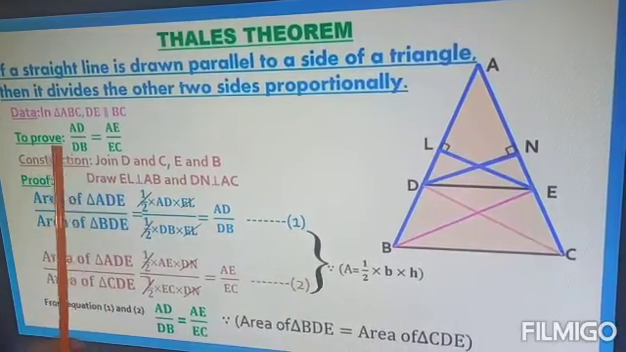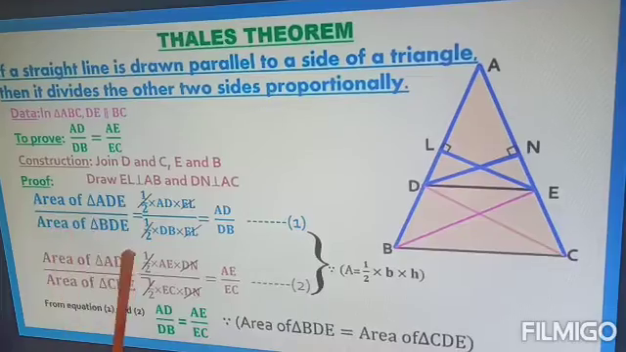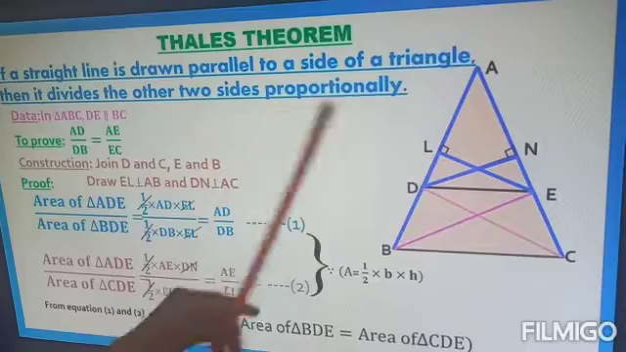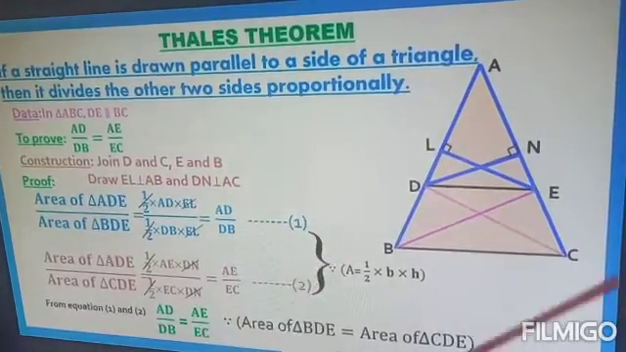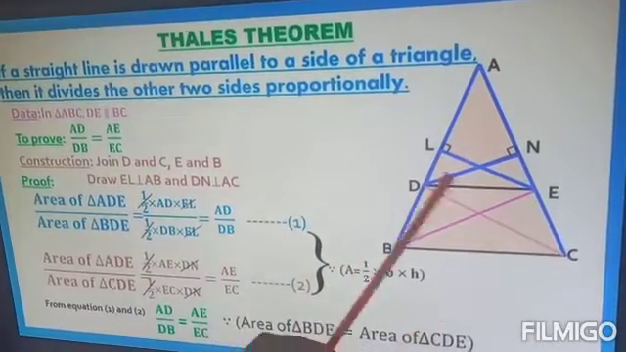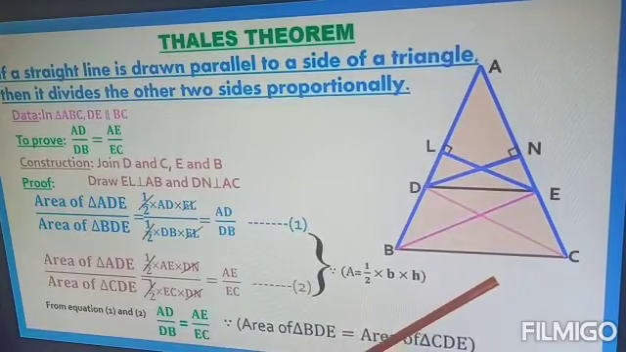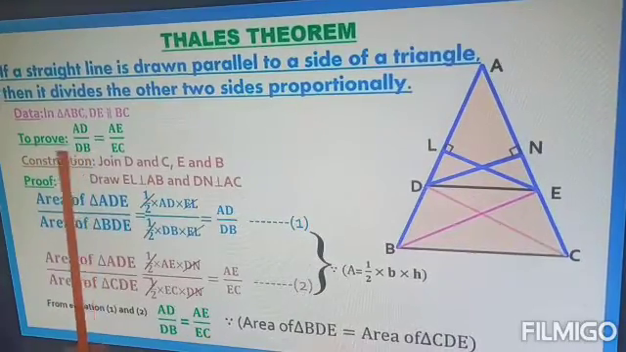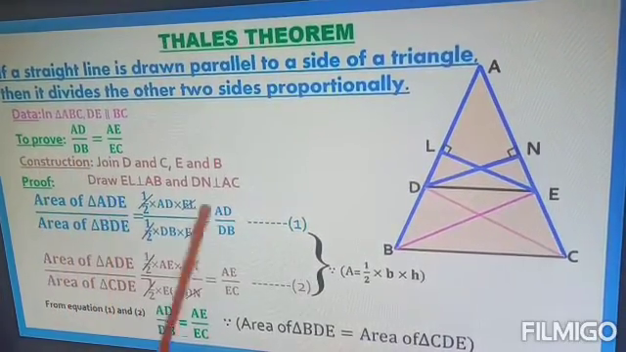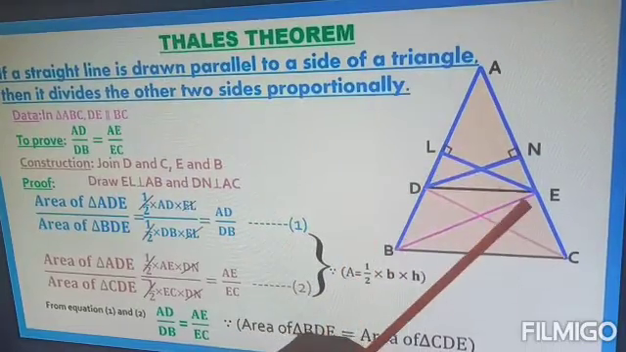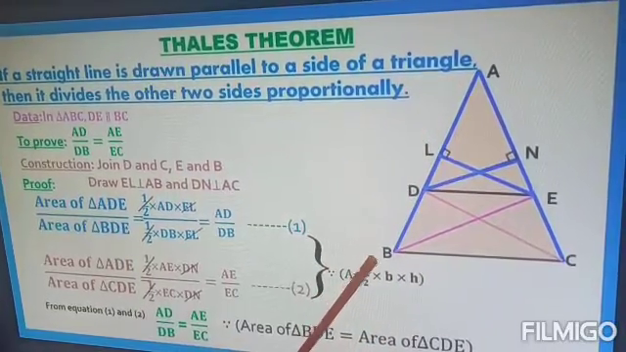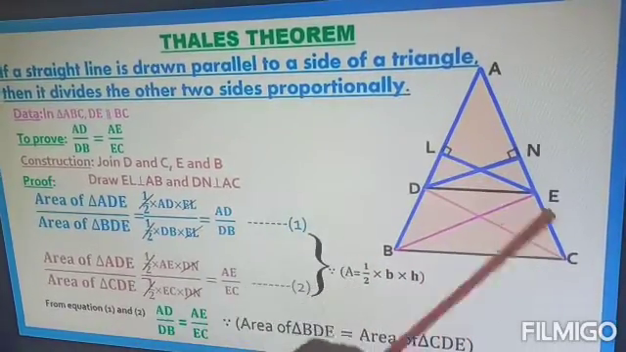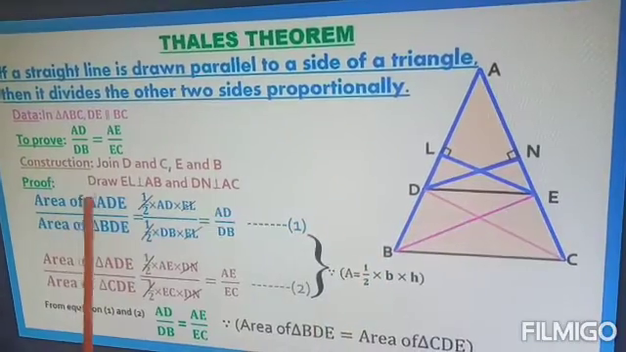After that, to prove this point, what construction is necessary? According to the given statement, we drew only triangle ABC, then DE is a straight line drawn parallel to BC. Only that much is not enough to prove this point. Therefore, we have to construct this. EL is perpendicular to AB and DN is perpendicular to AC. That we have to construct.